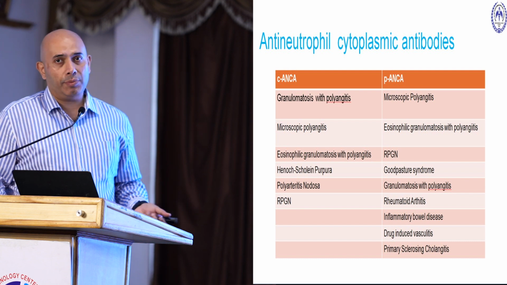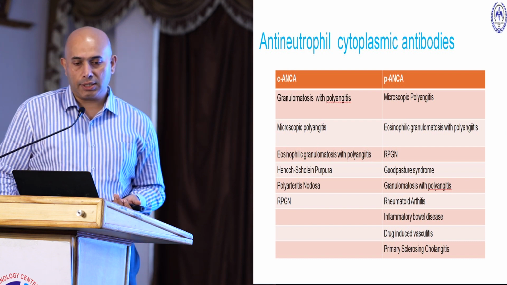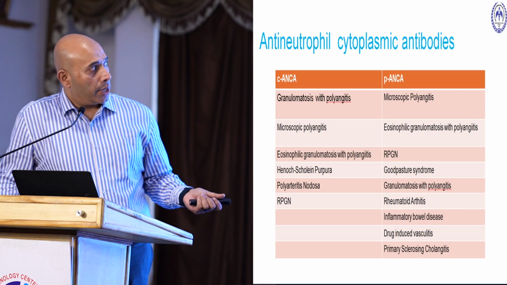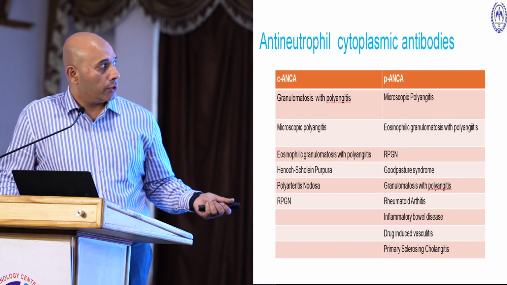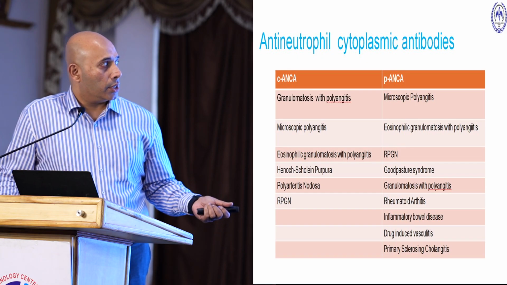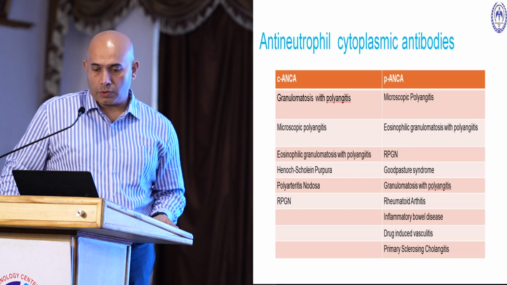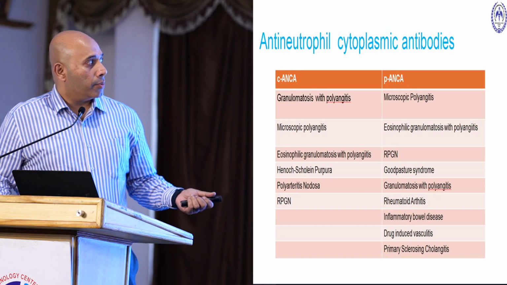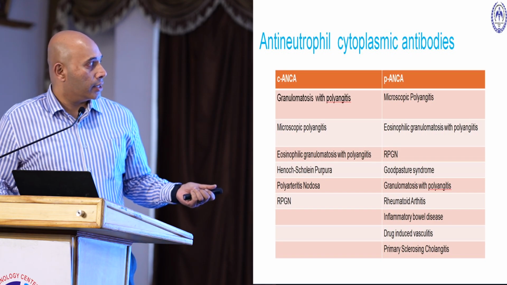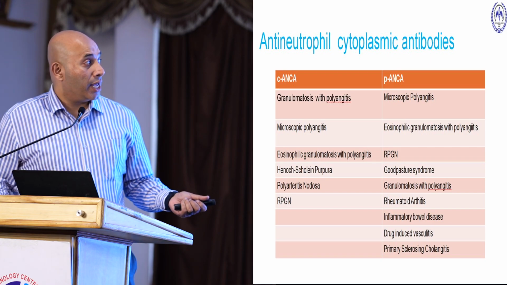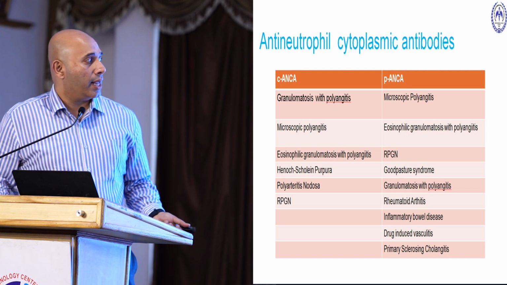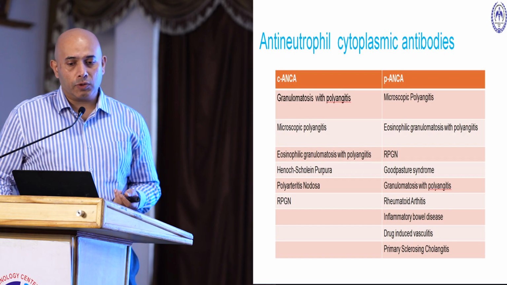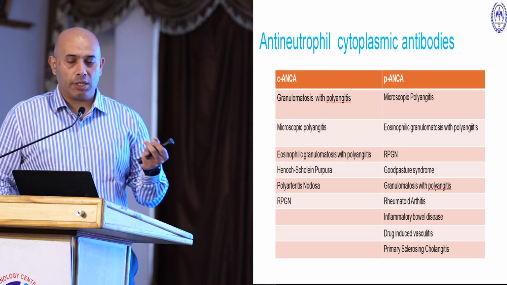C-ANCA we have mostly for GPA, which is granulomatosis with polyangiitis, which used to be called Wegener's, and also microscopic polyangiitis, whereas P-ANCA is mostly for microscopic polyangiitis and EGPA, which was earlier called Churg-Strauss syndrome. We also have a whole host of diseases which can have P-ANCA, because this is probably not as specific as C-ANCA. You can have a whole lot of diseases which can have a positive test, and we need to be aware of that, because C-ANCA is certainly more specific than P-ANCA as such for the particular diseases.